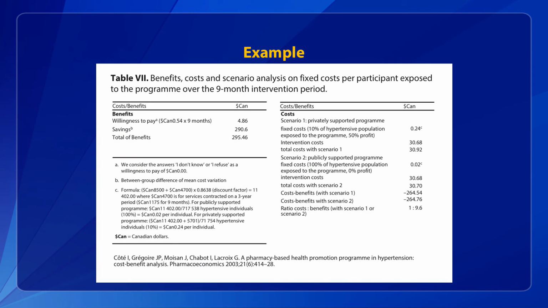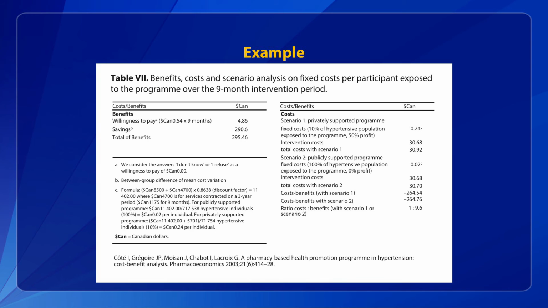The authors found that the intervention saved approximately $290 Canadian in medical costs, which were the direct benefits, with an additional savings of almost $5 in indirect benefits, because that's what the respondents were willing to pay for a decreased risk of complications associated with elevated blood pressure. Compared with the costs of the program, benefits were almost 10 times greater, suggesting that this program is a good investment.